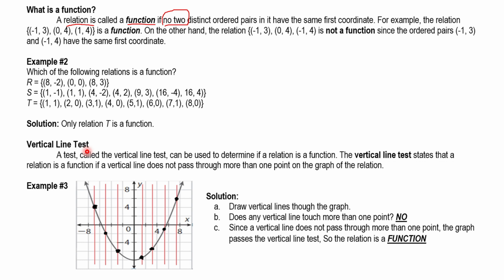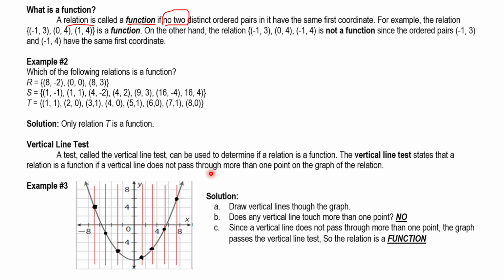The vertical line test is a test that can be used to determine if a relation is a function. This test or this technique can be applied if the given relation is a graph. What does it mean? The vertical line test states that a relation is a function if a vertical line does not pass through more than one point on the graph of the relation.